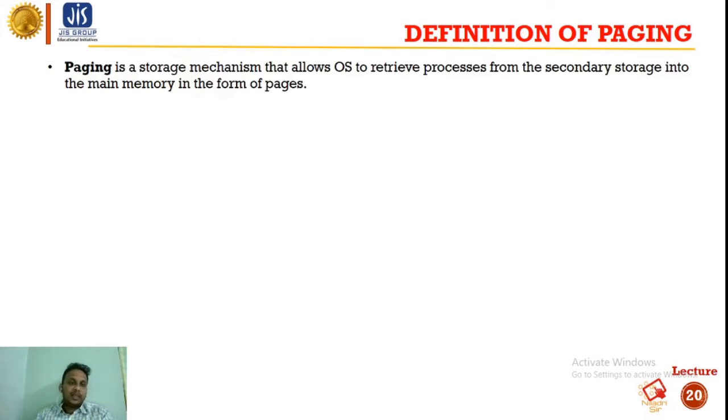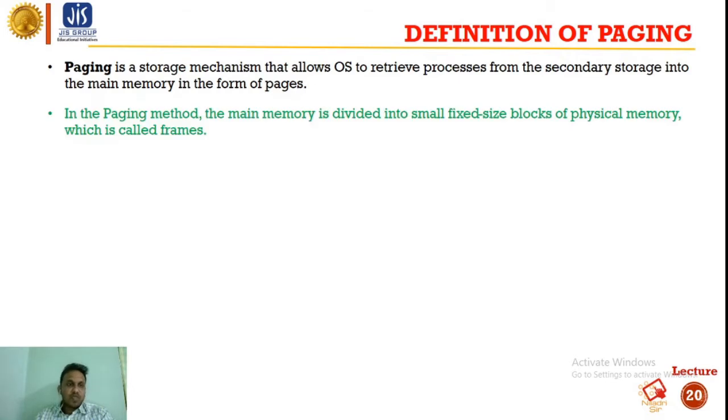So what is paging? Paging is nothing but a storage mechanism that allows us to retrieve processes from the secondary storage into the main memory in the form of pages. So in the paging method, the main memory is basically divided into small fixed size blocks of physical memory, which is called frames.